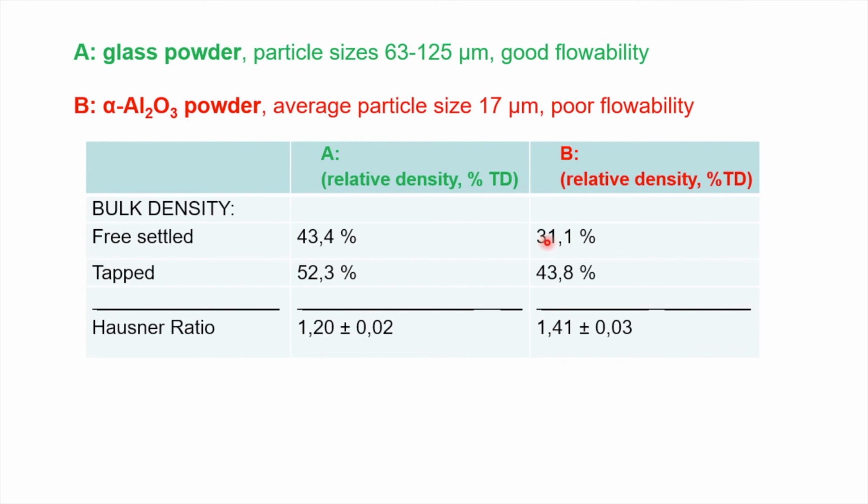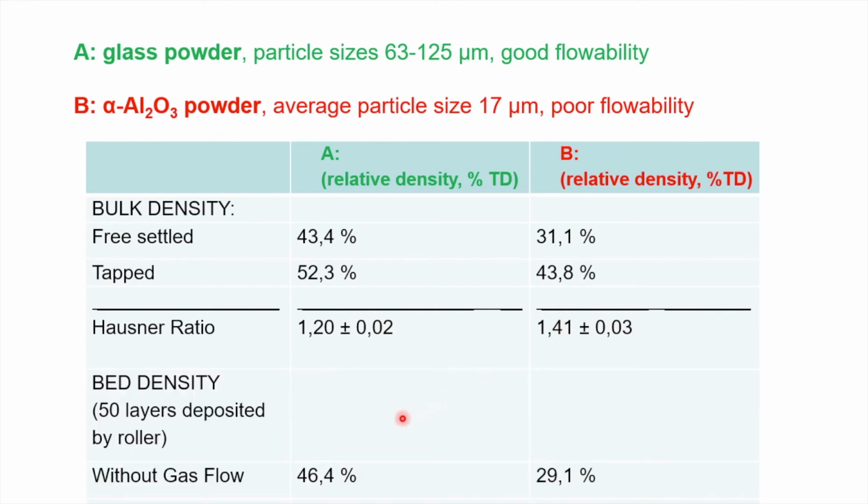And then you tap the box, so to say, where you have poured in the powder. You improve the packing density, of course, here up to 50% and here 43%. The ratio gives you a Hausner ratio, which is a reasonably good measure for the flowability of a powder, and a low Hausner ratio near to 1 is indicative of good flowability. That's a typical poor flowing powder.